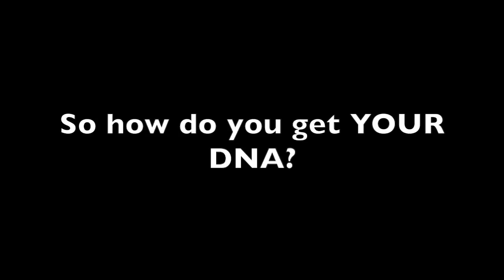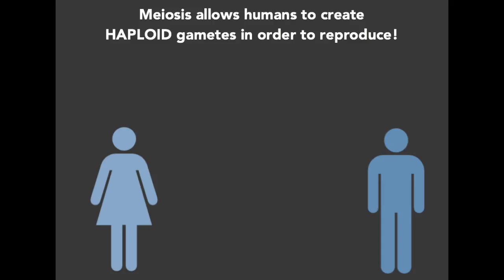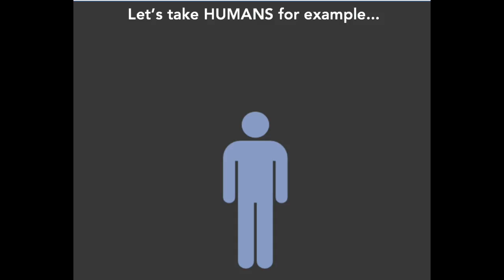So where does meiosis come into play with you and your DNA? The human body will perform meiosis in order to create these haploid gametes. You should know by now that you got your DNA from your parents, right? But how? Let's look at it this way. Human cells contain 46 chromosomes.